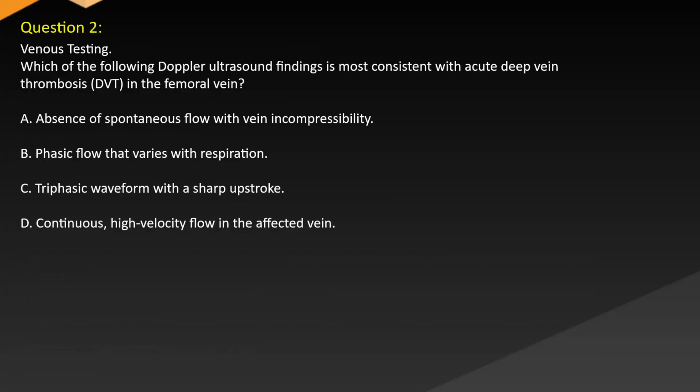Question 2. Venous testing. Which of the following Doppler ultrasound findings is most consistent with acute deep vein thrombosis (DVT) in the femoral vein? A. Absence of spontaneous flow with vein incompressibility. B. Phasic flow that varies with respiration. C. Triphasic waveform with a sharp upstroke. D. Continuous high velocity flow in the affected vein.